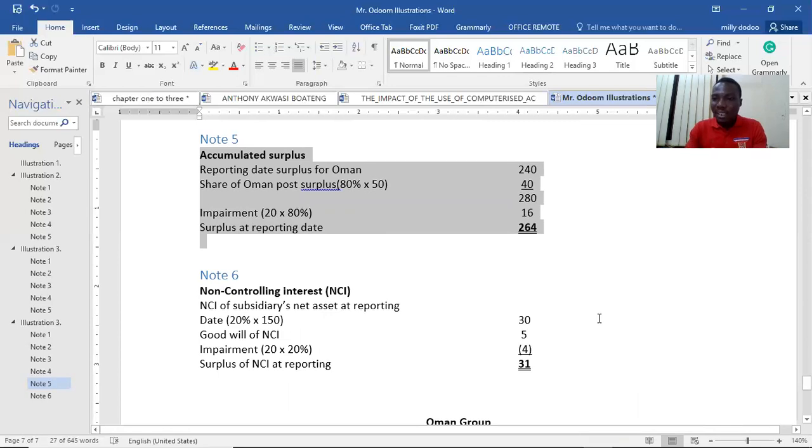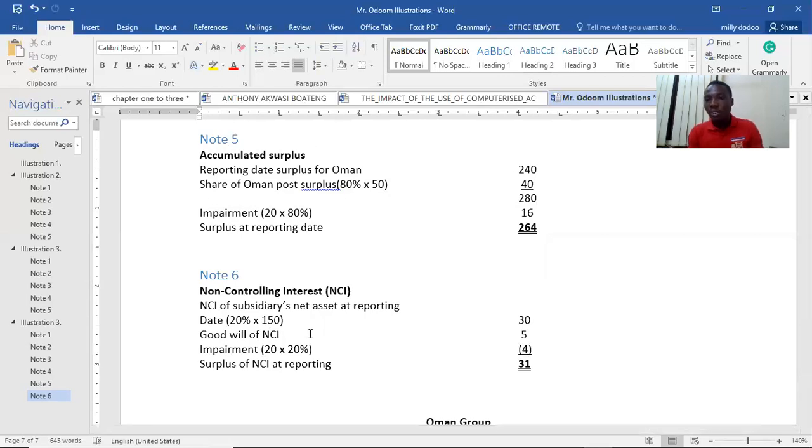So if it is the subsidiary that is selling to the holding company, whatever unrealized profit you have gotten must be shared in the ratio 80-20, like this, as we are seeing over here. So it must be shared in that ratio to the holding and the non-controlling interest. And it will also affect these two accounts over here.